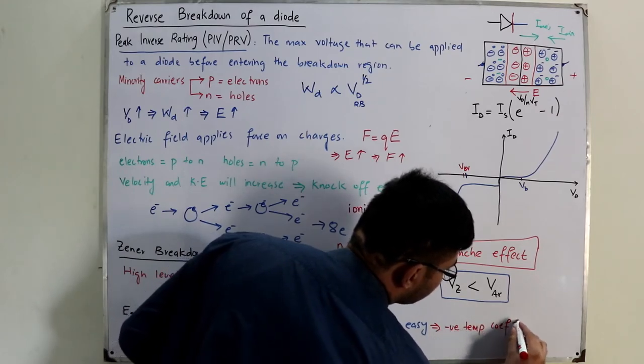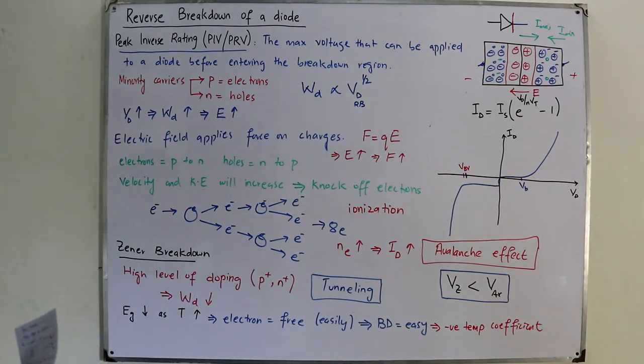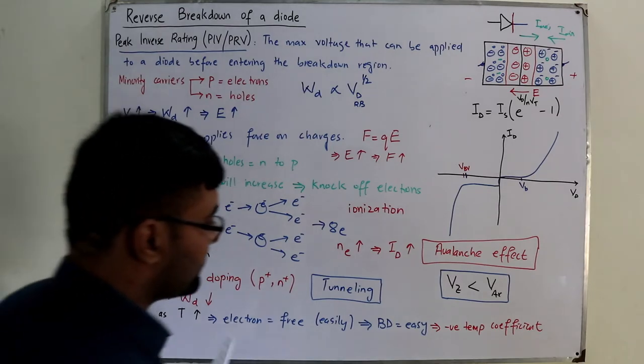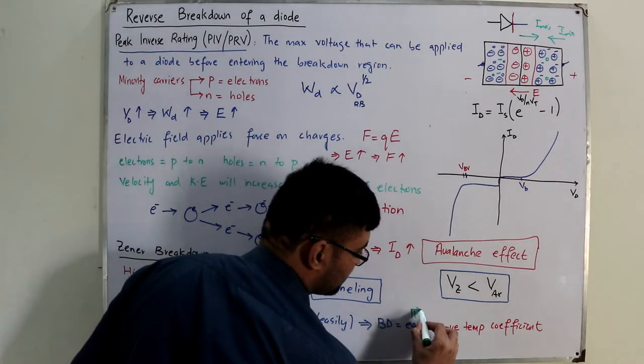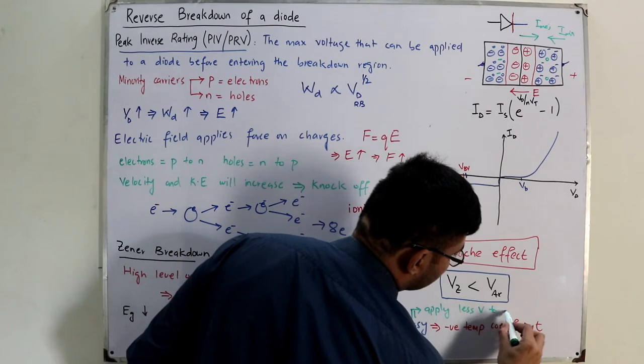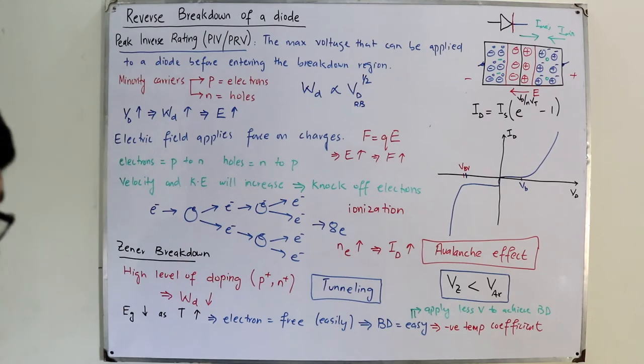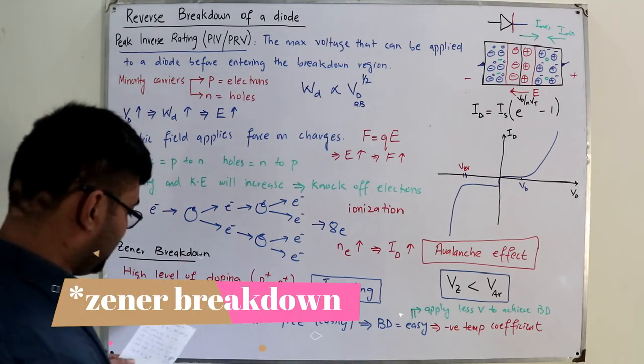And one negative temperature coefficient definition I've already told you previously, about resistance. Which means you have to apply less voltage to achieve the breakdown. I will write it over here: apply less voltage to achieve breakdown. Of course, reverse bias voltage. This is one point. This is for the avalanche breakdown.